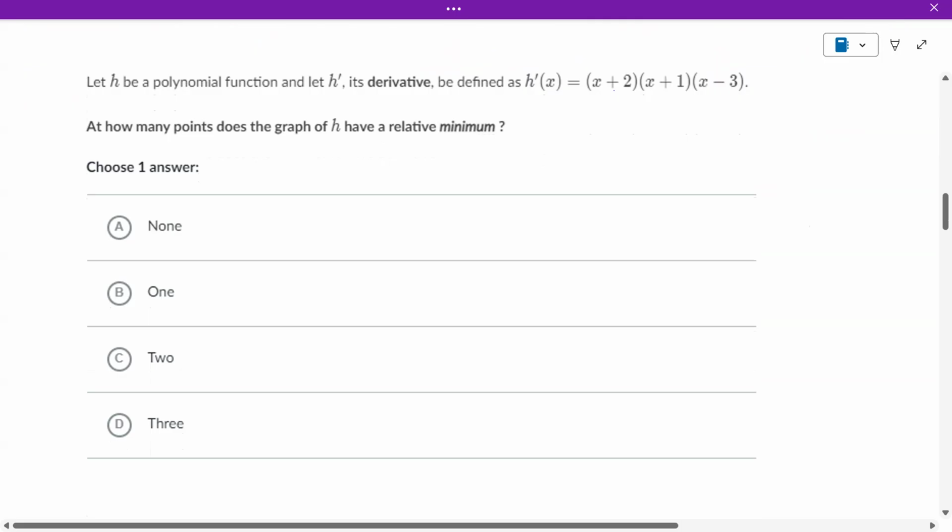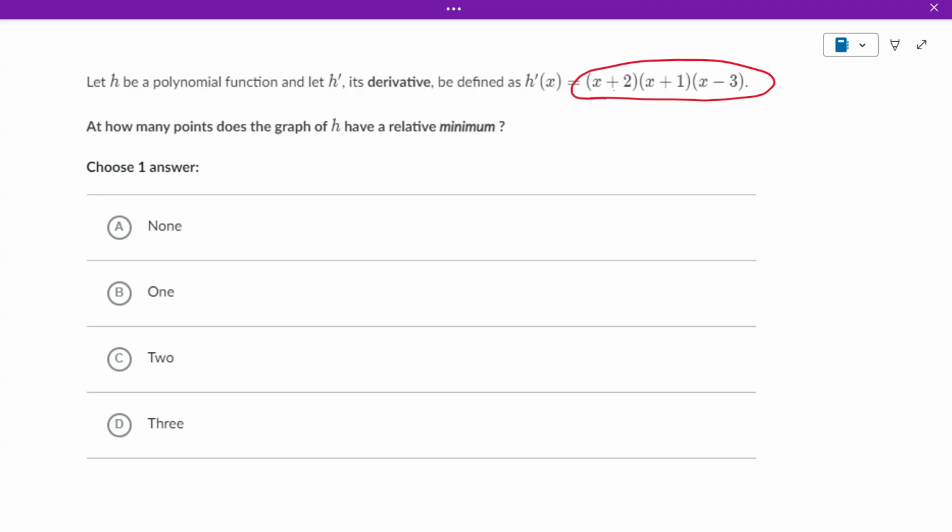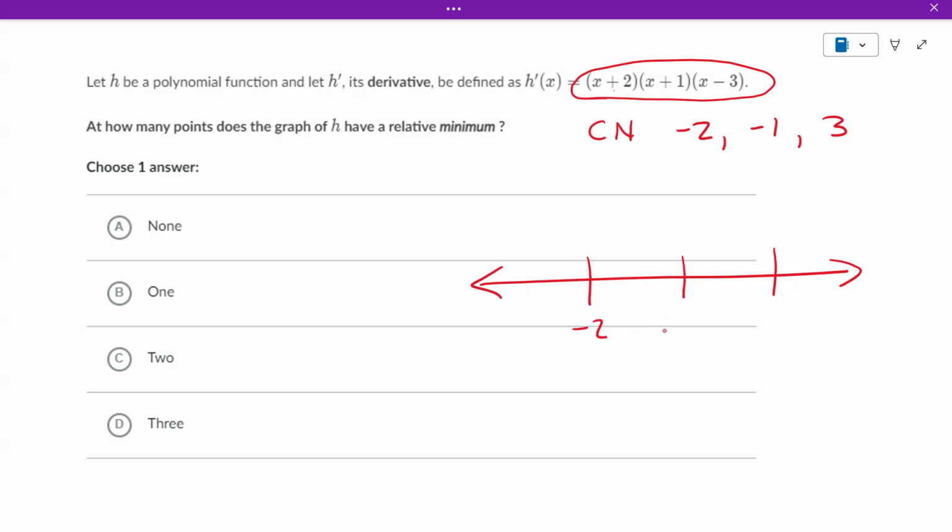To learn the science behind the math, or the math behind it. So, all right. The first derivative equals those three numbers. Okay. So how many points does the graph have a relative minimum? You have a critical number at -2, -1, and 3. -2, -1. Let's throw a 0 here. 3. Okay. So how many times do they appear?